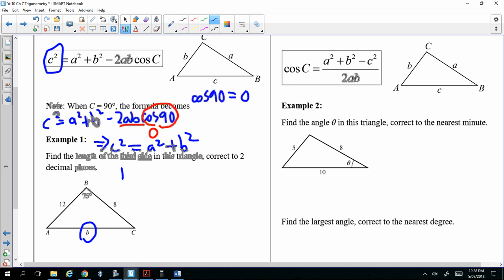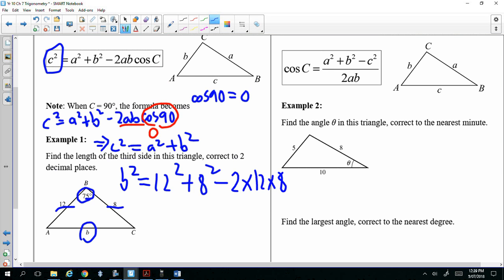12 squared plus a squared. That's your a and b. It doesn't matter which one. b squared equals 12 squared plus a squared. But because there's a 75 degrees, you subtract 2 times 12 times 8 cos 75. So it's pretty easy. Let's try again. So 12 squared plus a squared minus double the product of these two, cos of 75. And then you just have to work it out.